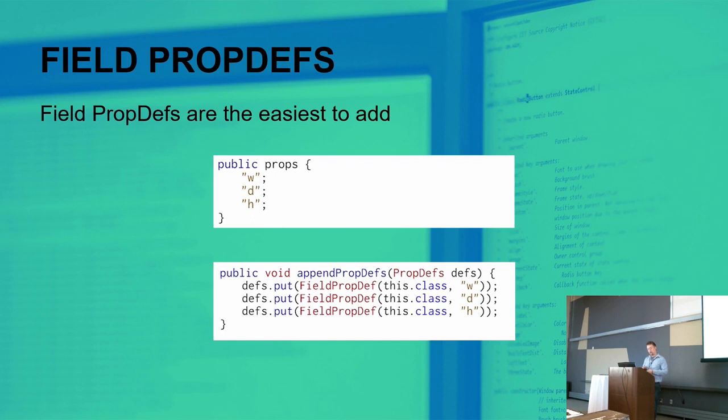If you were to do this by hand, append PropDefs would look like this. So already you can see how much time we're saving just doing a simple field PropDef case.